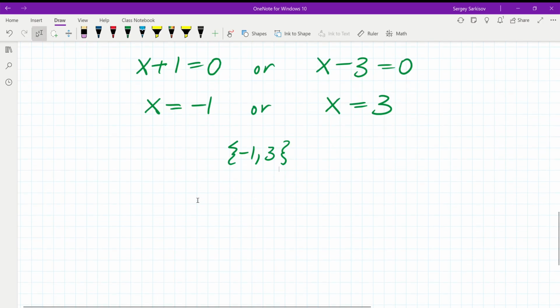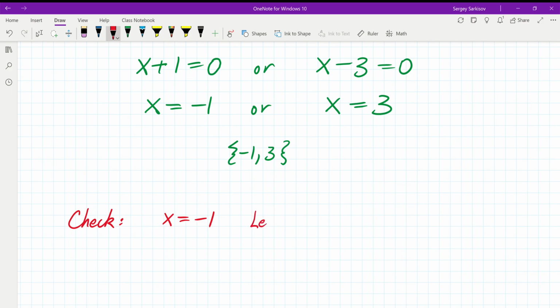Now, let's check. A lot of times people say, you know what, we can check the work. So checking the work means what? Again, I wouldn't always do this if I'm really comfortable and confident getting the right answer. But let's check x is negative 1, and make sure the left side and the right side are matching up.